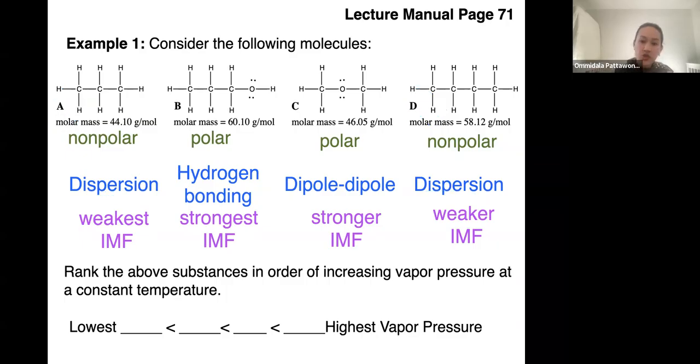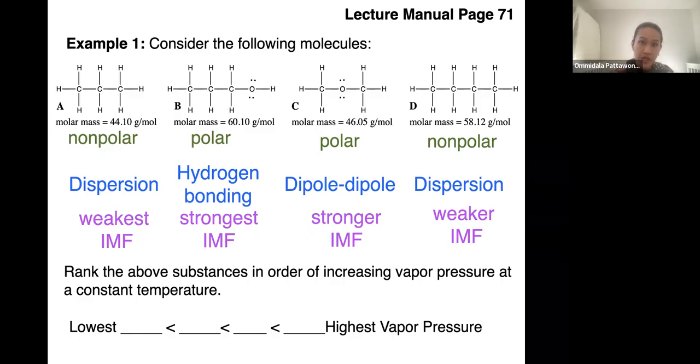Now that we know the relative strength of the IMF, the next thing we need to think about is how the IMF affects the state of matter. Think about this: if something is held together strongly, it doesn't want to change state. If it's going to change state, it's going to require more energy than the one held together weakly. So whatever holds together strongly doesn't want to change state from liquid to gas. Remember, we're looking at vapor pressure.